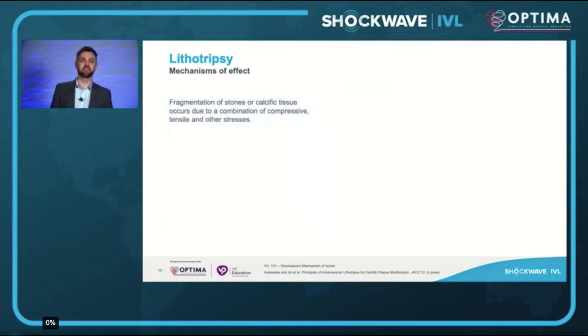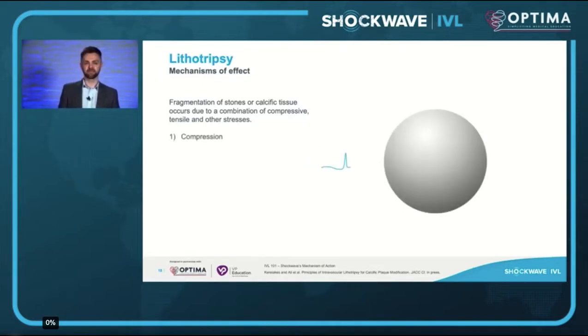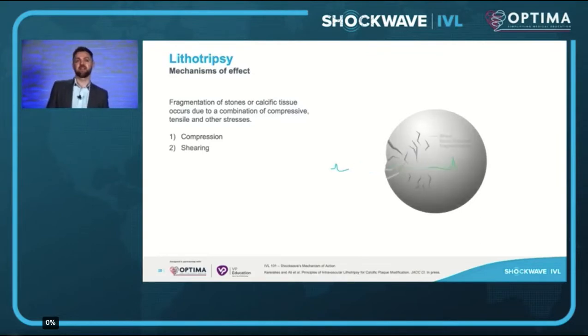So to specifics, we know from renal lithotripsy that fragmentation of stones or calcific tissue occurs due to a combination of compressive, tensile, and other stresses. We've got a nice animation here. We can see an approaching shock wave, and as it strikes the anterior surface of a stone, part of that wave will be transmitted, and this creates compressive forces at the front end of the stone. Next, as the wave continues to transmit through the stone, shear forces are produced.